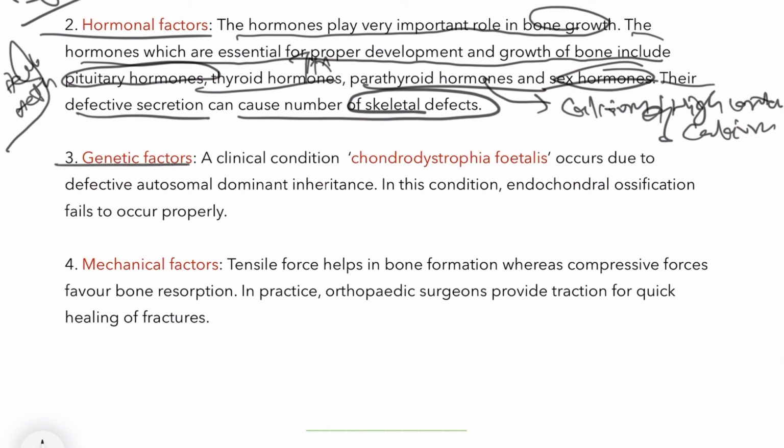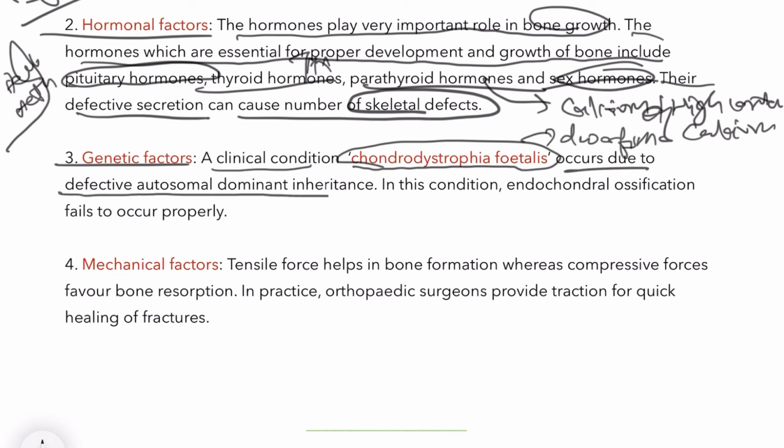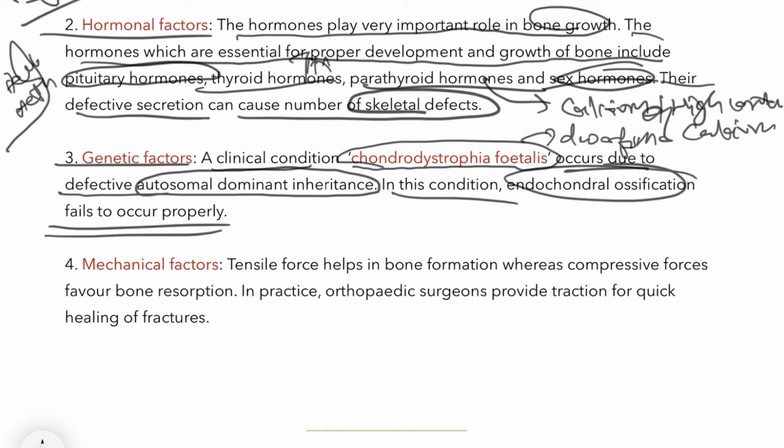Then genetic factors. A clinical condition, chondrodystrophia fetalis, that is dwarfism, small height, occurs due to a defective autosomal dominant inheritance. This is autosomal dominant. In this condition, endochondral ossification fails to occur properly. We have seen where cartilaginous growth converts into a bony appearance. Cartilage disappears and it leads to bony appearance. This is endochondral ossification. Even in the clavicle video we have discussed this.